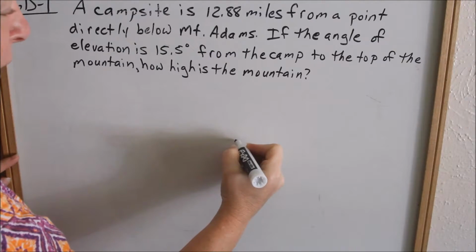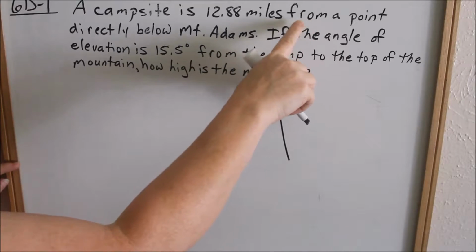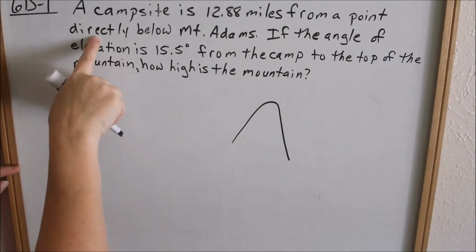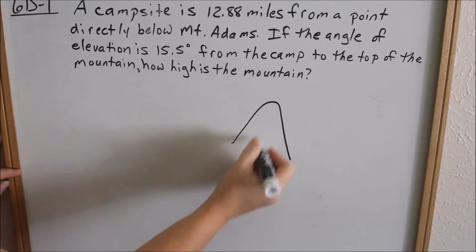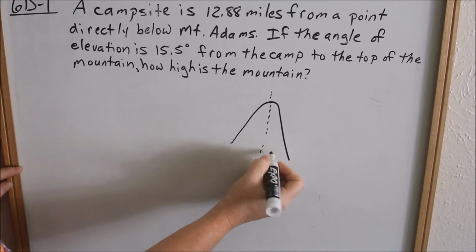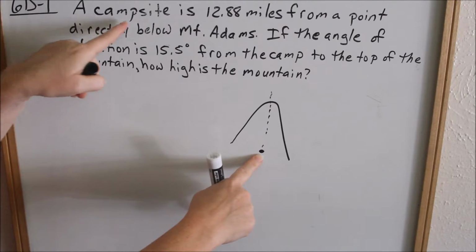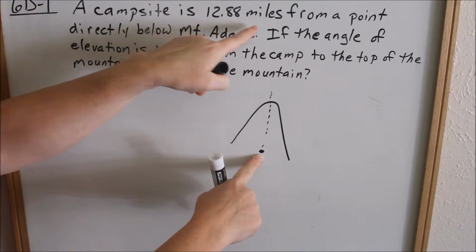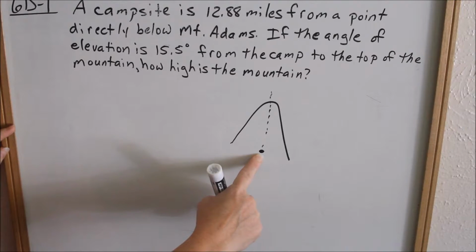So Mount Adams. We have some sort of mountains. And then here it says that from a point directly below Mount Adams. So there is a point directly below this mountain. I'm just going to go from the peak. So here's the point directly below the mountain. And then it says a campsite is 12.88 miles from the point directly below the mountain.